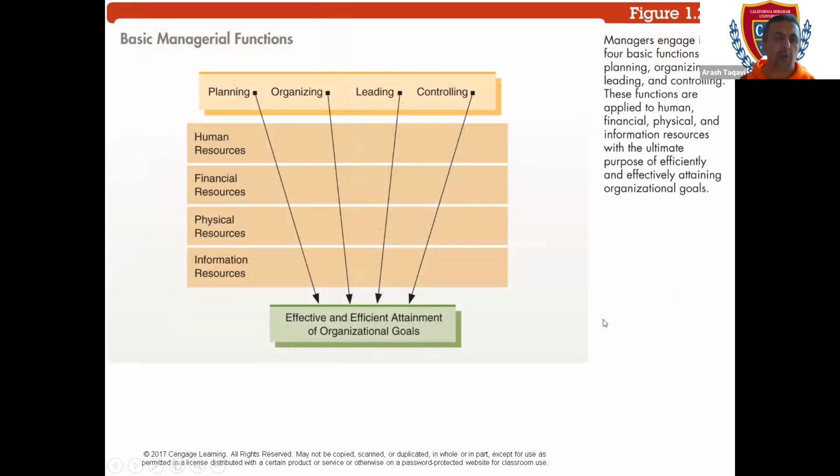Okay, you see human resources, financial resources, physical resources, and information resources. And I said to you that after COVID, we need some cyberspaces, or digital resources, or cyber resources. Effective and efficient attainment of organizational goals: planning, organizing, leading, controlling. These are the basic managerial functions. You see four columns, planning, organizing, leading, controlling, and four rows, human resources, financial resources, physical resources, information resources. Together, we can have good, effective, and efficient attainment of organizational goals.